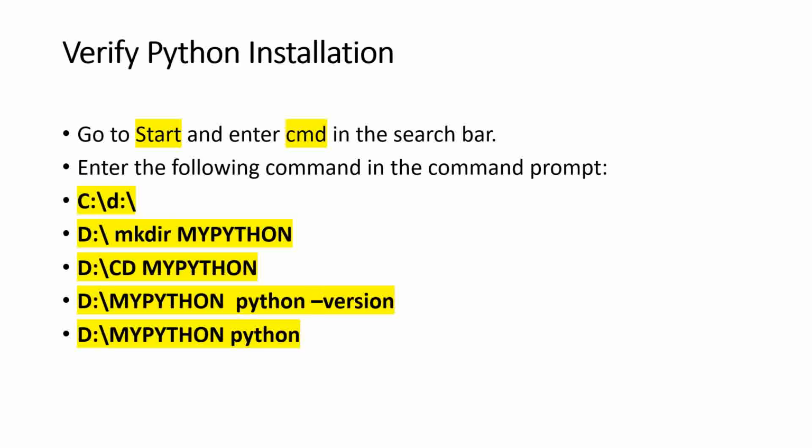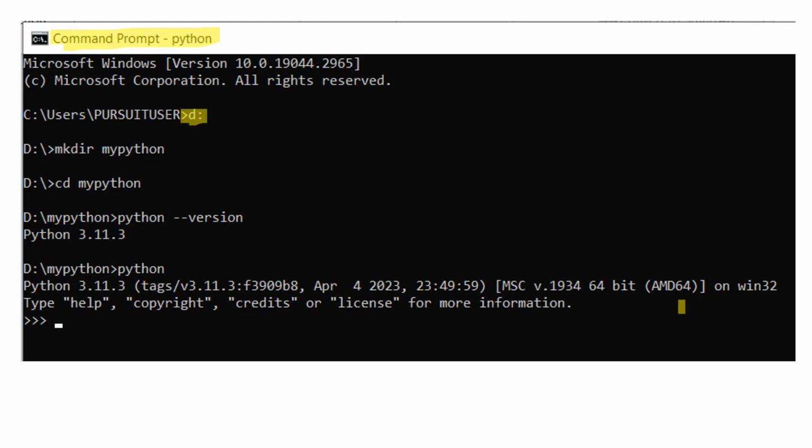Now to test Python installation, you go to Start and write cmd. This will invoke this screen. There you write d:, then write mkdir mypython under the D directory. Then move to the home directory mypython using the cd command. So cd mypython. Then within this mypython directory write python --version.